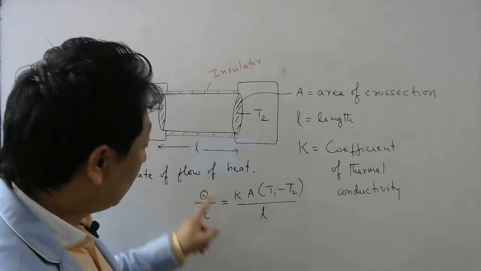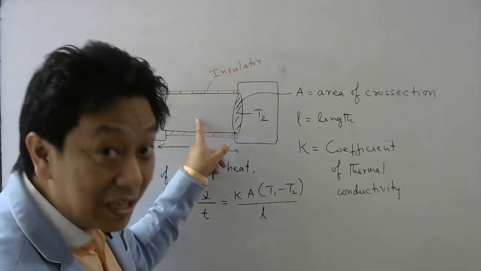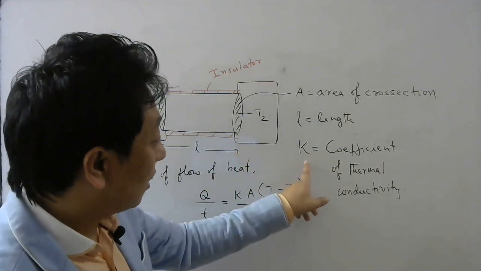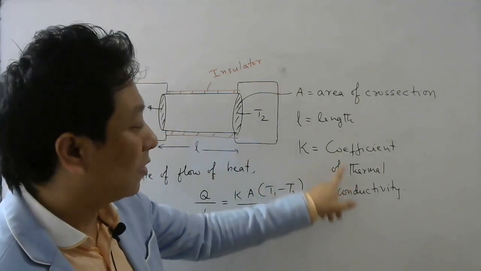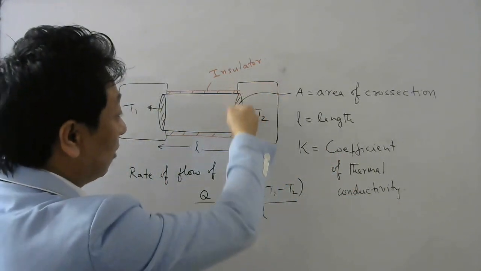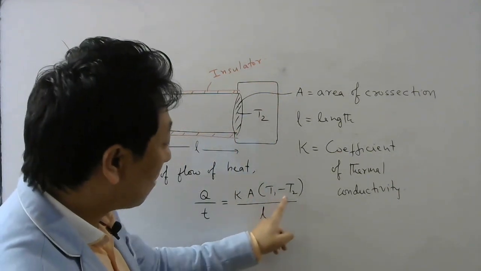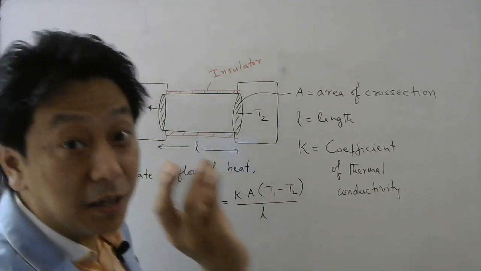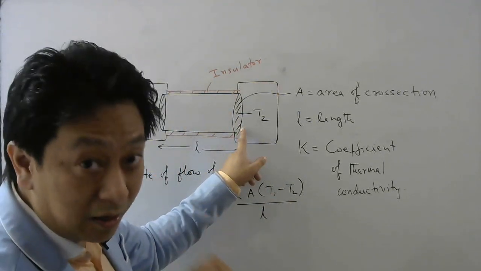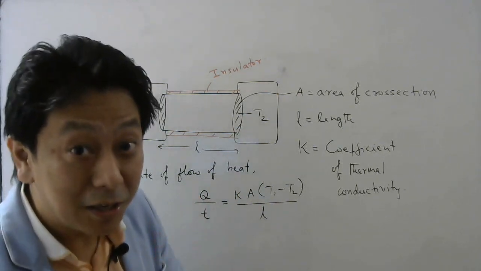So the rate of flow of heat is given by this formula. K is a constant which depends on the material of the rod, not on the size. So the K is called thermal conductivity, or sometimes we call it coefficient of thermal conductivity. Now what is this A? A is the area of cross section of this rod. L is the length of the rod, and T1 minus T2 is nothing but temperature difference between the end which is at higher temperature and the end which is at lower temperature. So T1 minus T2 represents the temperature difference, right?